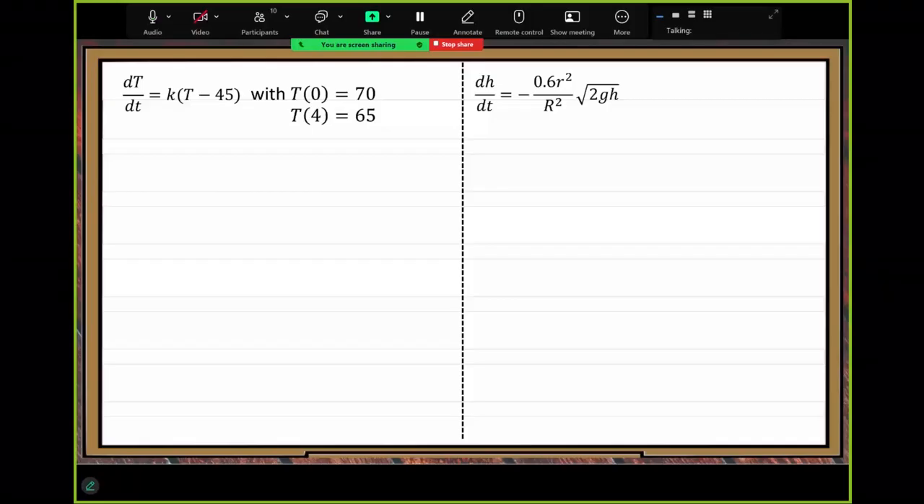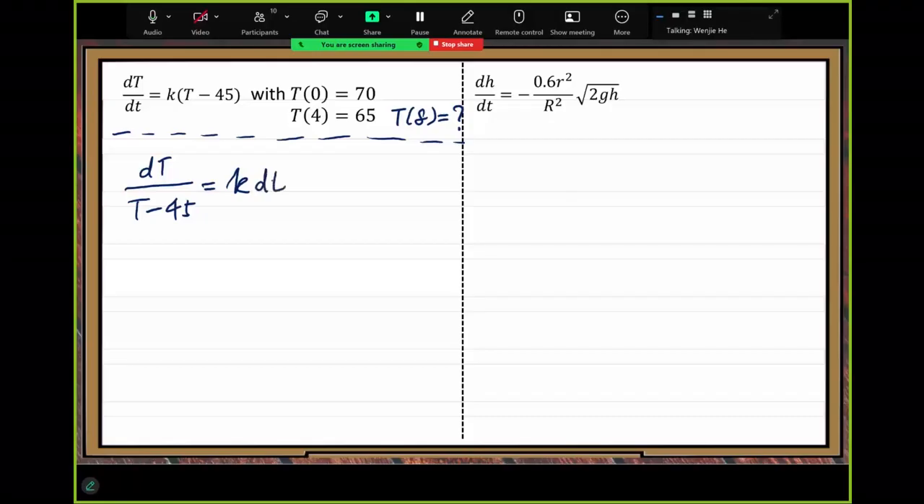Okay. So now, this is the whole question. But our goal, we need to find T of 8 equals what? That's our goal. It's separable, so we have the experience. So we write in the separable form all the capital T terms at the left-hand side, and all the little t terms at the right-hand side.